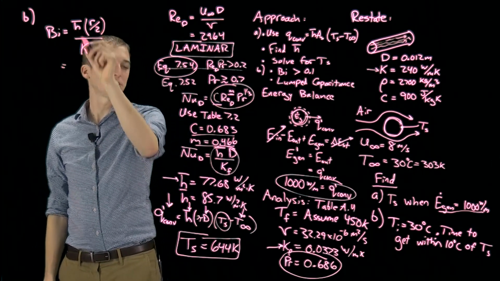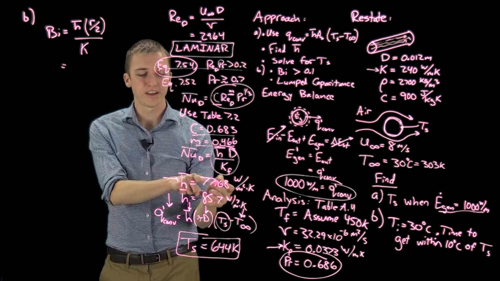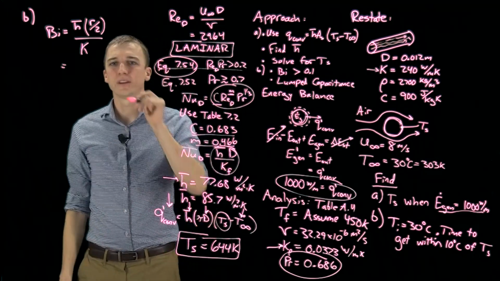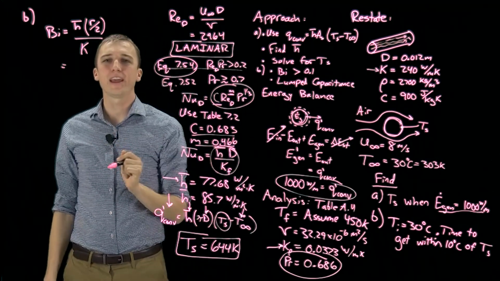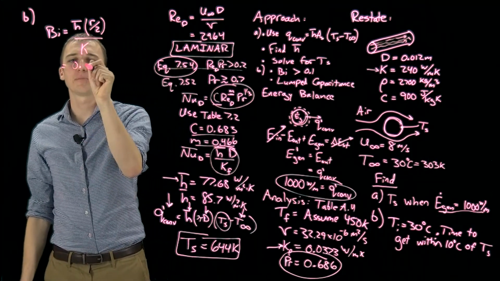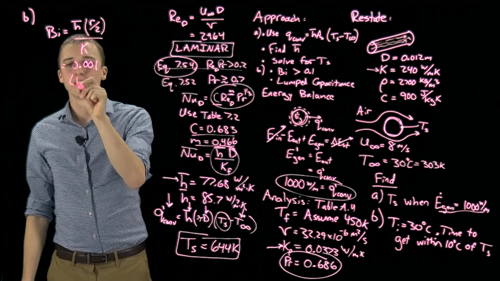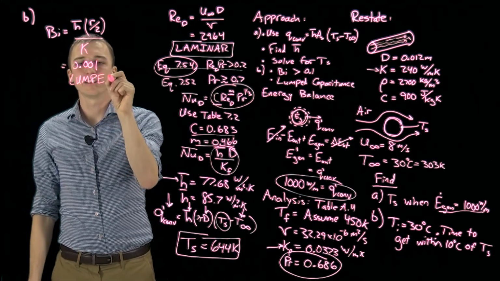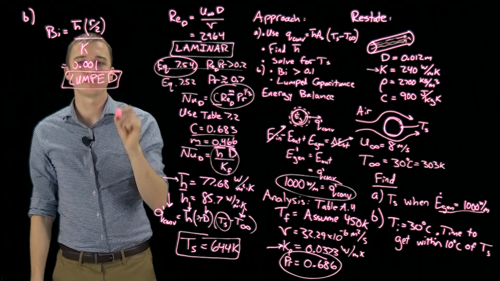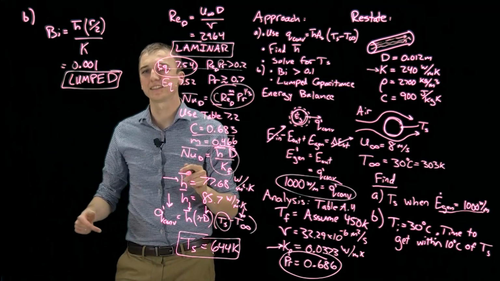Okay, so we know h bar. I'm going to use the value I found with the simpler correlation. We know the radius, we know k, so plugging those in, we get 0.001, which is definitely less than 0.1, so we are lumped. And because we are lumped, we can use lumped capacitance.